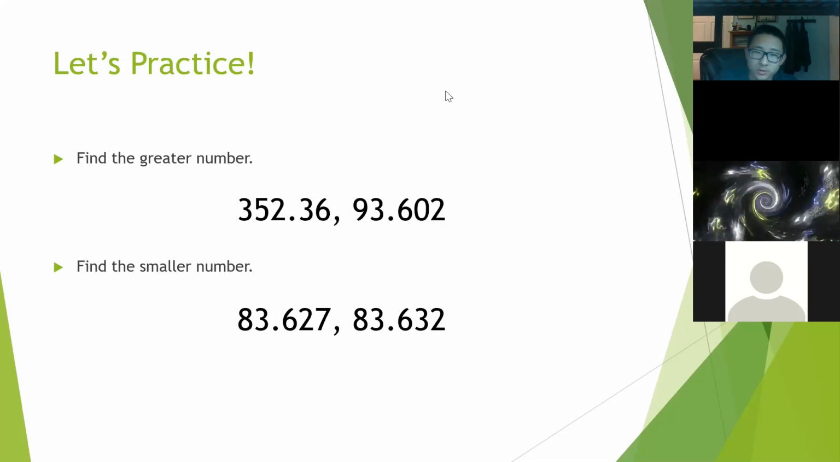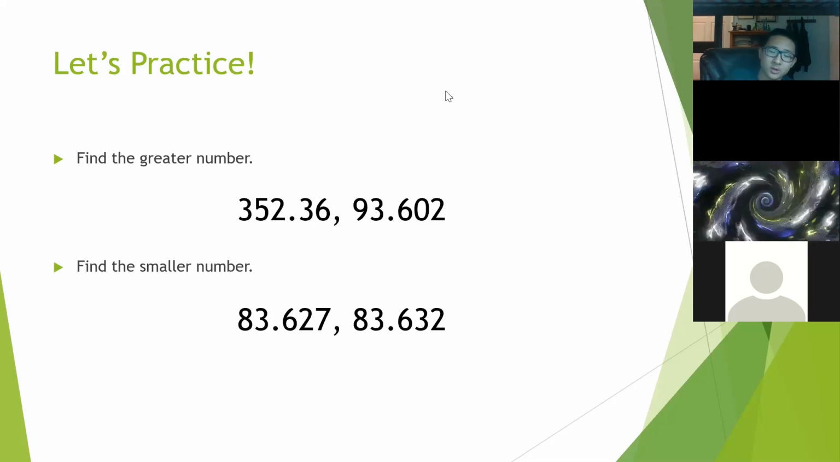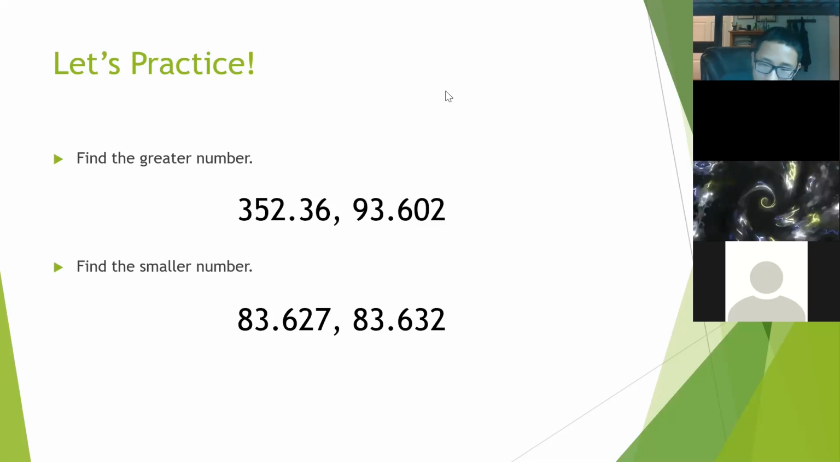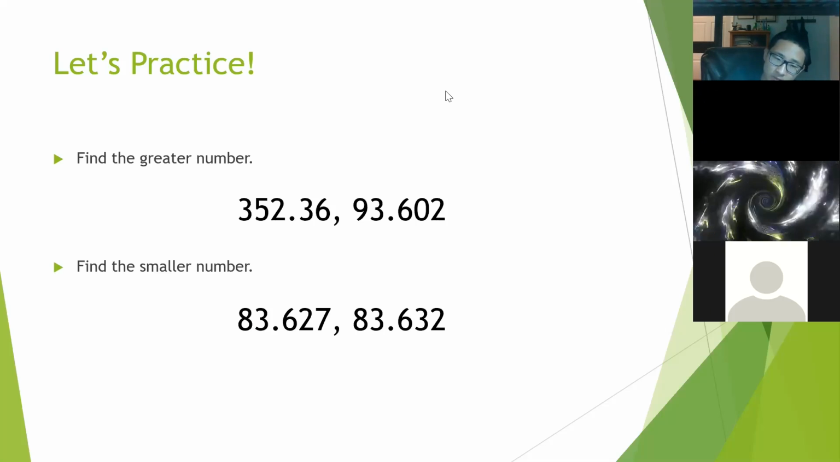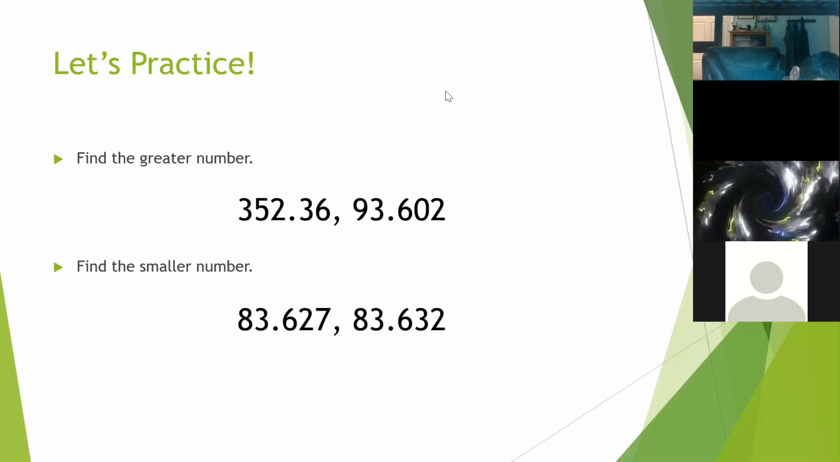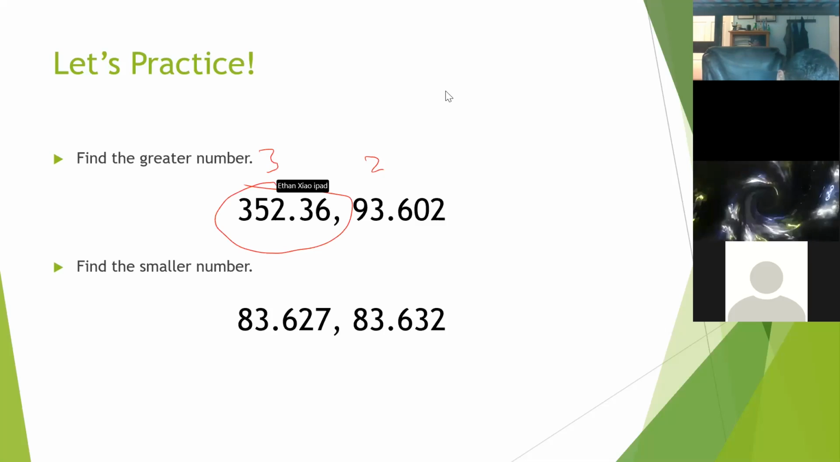Okay, this one was pretty quick. I'm going to go over it now. So first we have find the greater number. We have these two decimals right here. The first step is to count the number of digits on the left of the decimal point. So this one has 3 and this one has 2. So obviously this one is bigger.